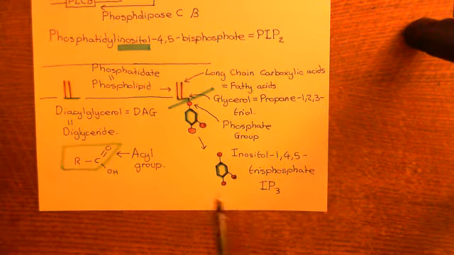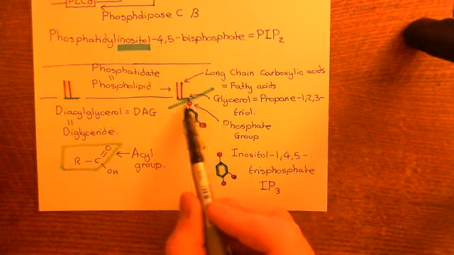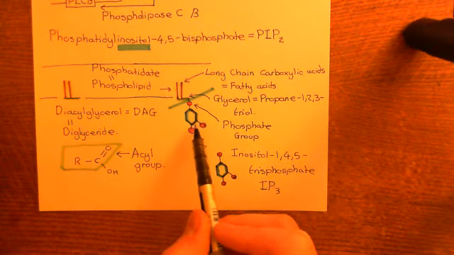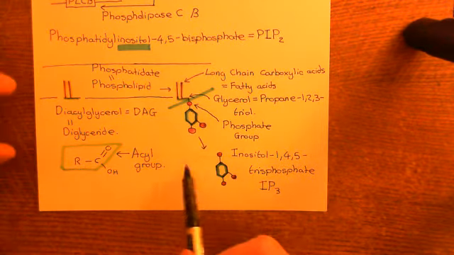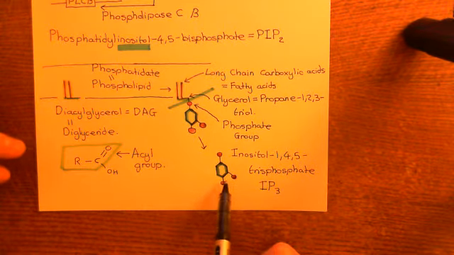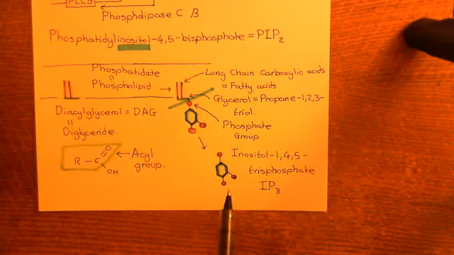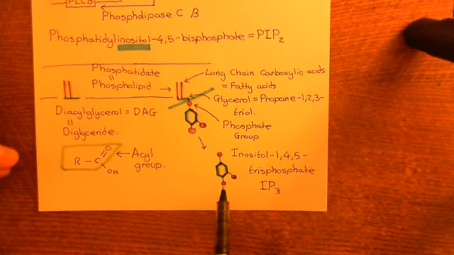So IP3 will then be released into the cytoplasm. Remember, it was the head that was sticking into the cytoplasm anyway, so it will now be released into the cytoplasm. And it's going to go and act on receptors for IP3, which are within the membrane of the intracellular organelle that is the endoplasmic reticulum. And we'll continue this discussion in the next video.